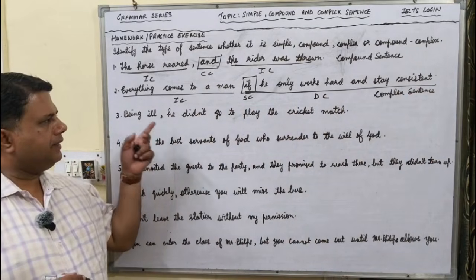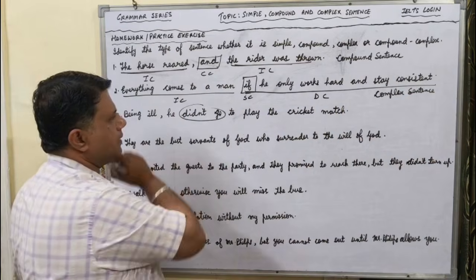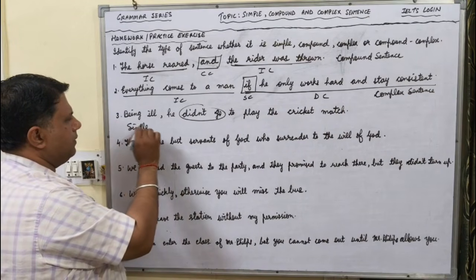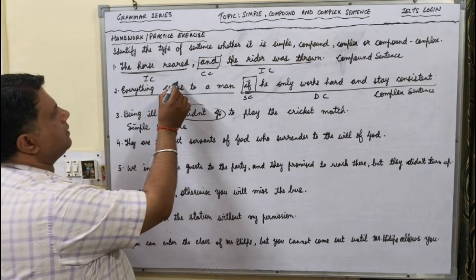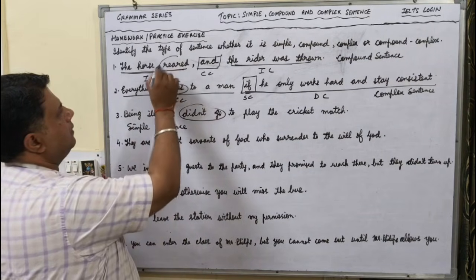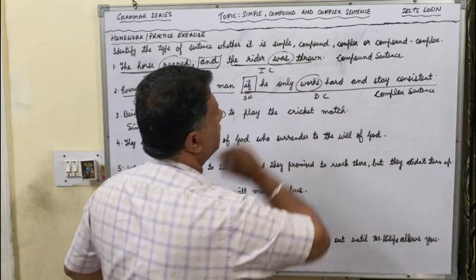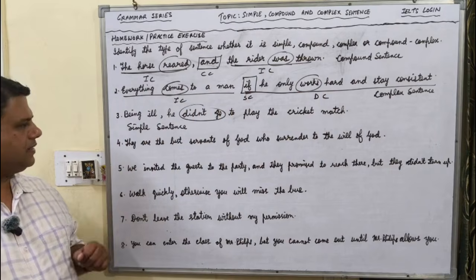Now look at the third example. Being ill, he didn't go to play the cricket match. So there is only one tense element. Obviously this is an example of a simple sentence. So let's underline the tense elements also, so that you can understand.